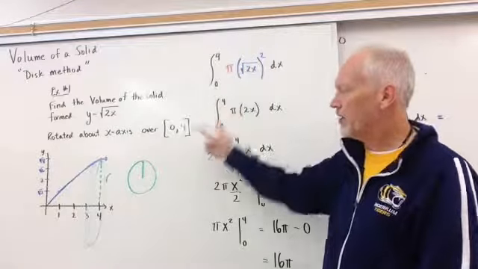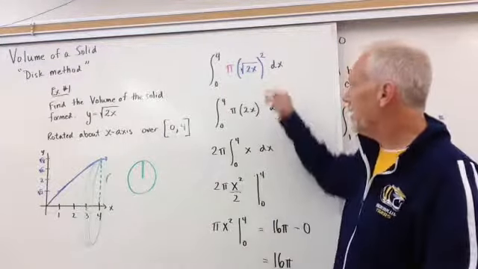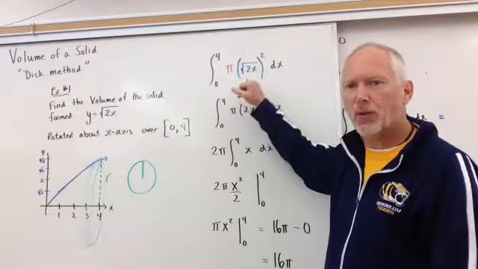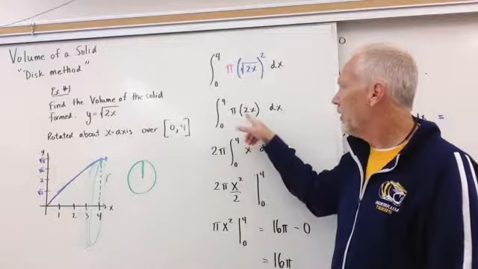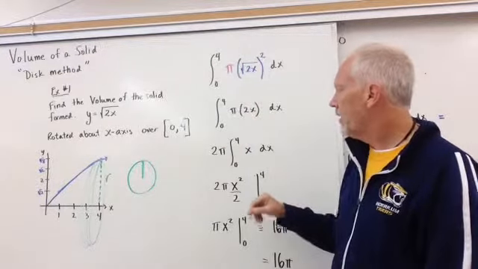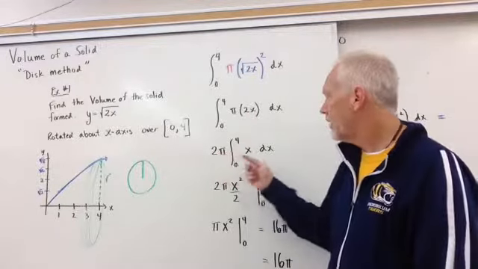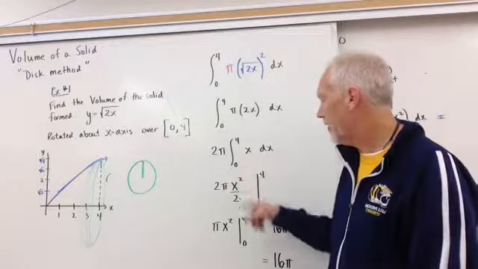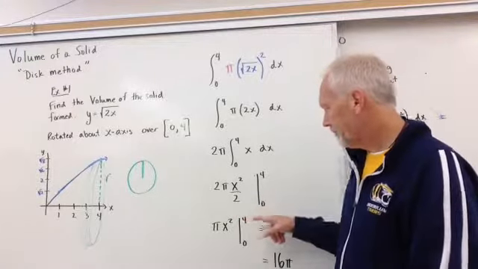We square that because the area of a circle is pi r squared, as we saw before, dx. And so once I square this, the root goes away. And so we have pi times 2x. Now I can bring the 2 pi out because they're just constants. So now I'm really integrating, or finding the antiderivative of x, which becomes x squared over 2.